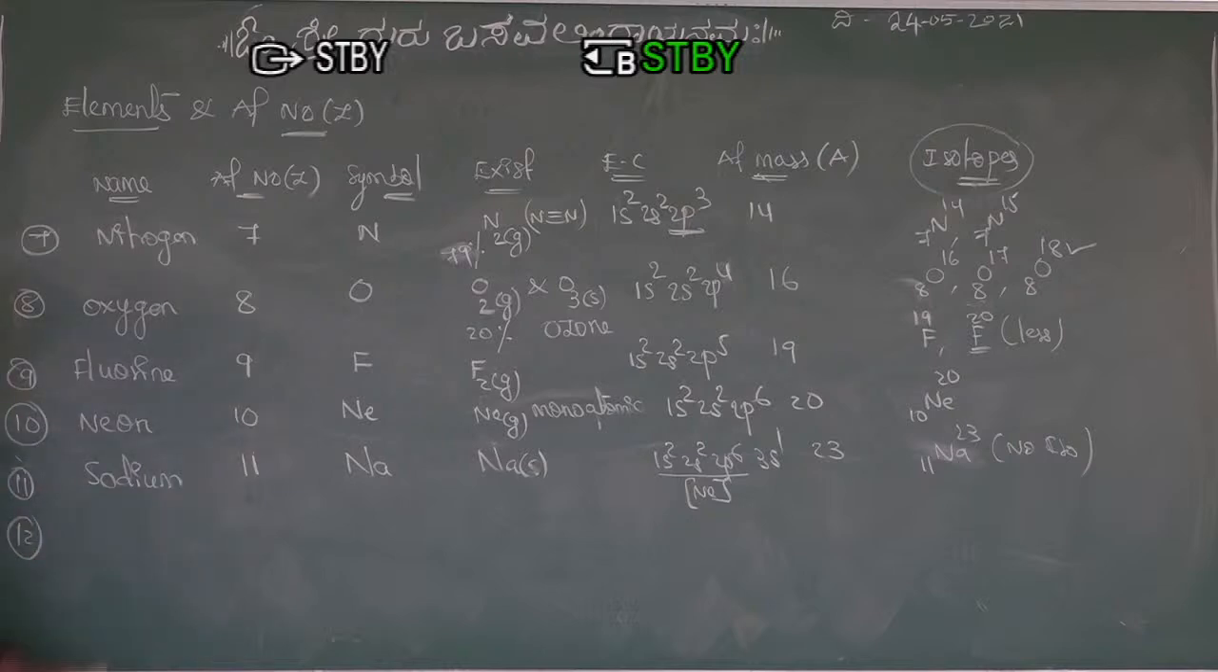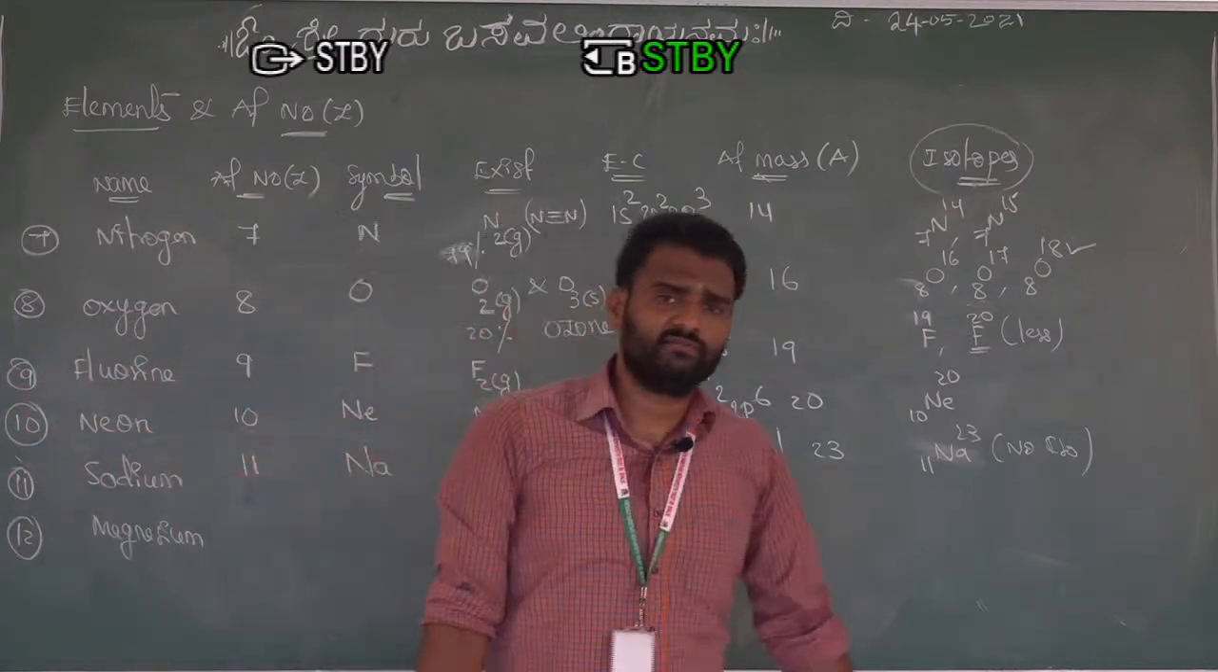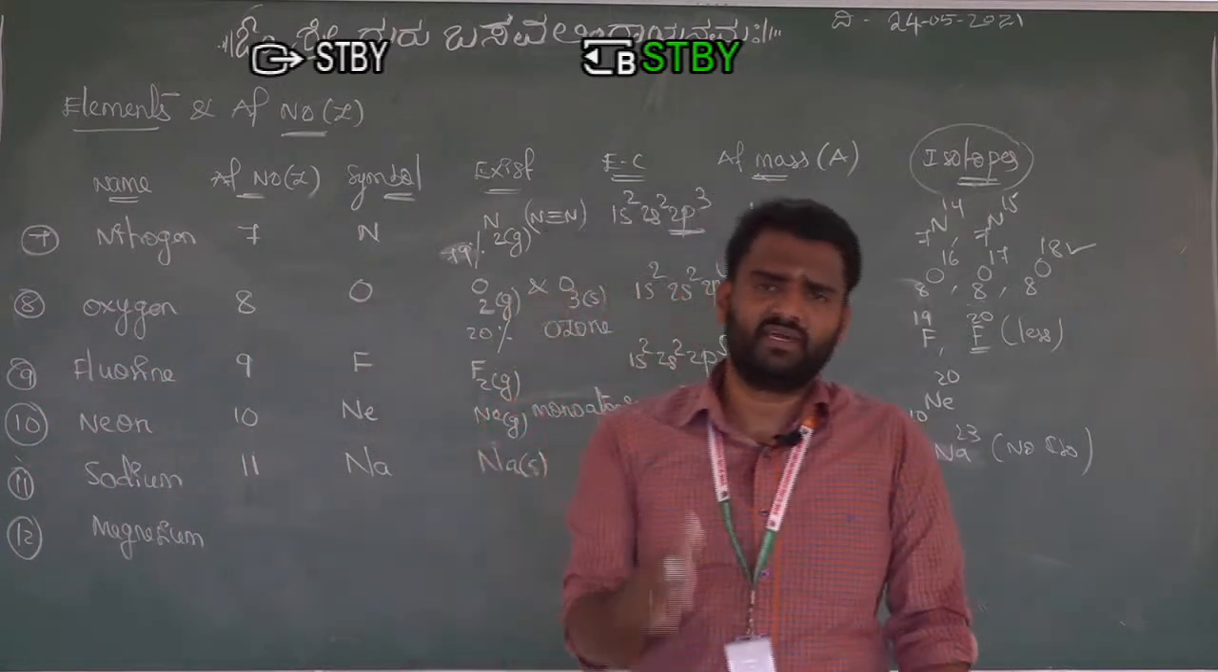Next, what is the name of the element with atomic number 12? Magnesium. Let me say one thing here: sodium and magnesium are alkali metals, so they are highly reactive in nature. In the atomic metallic state, they are highly unstable.